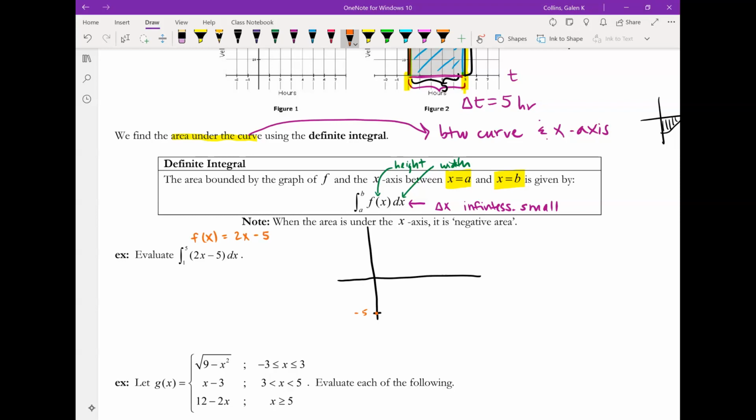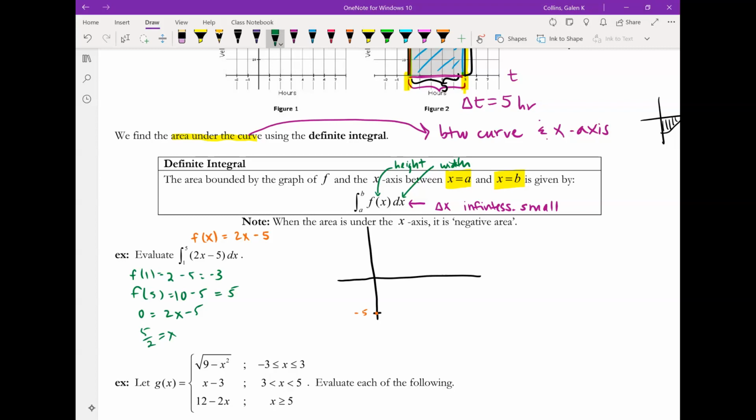I know the slope is 2, and what we're trying to evaluate is the area between the function and the x-axis from x equals 1 to x equals 5. So it might help to know some values off to the side. f of 1 is 2 times 1 minus 5, so -3. f of 5 is 2 times 5 minus 5, so 10 minus 5, which is 5. And lastly, I might also want to know where it crosses the x-axis. So I could solve and get 5/2 for that.